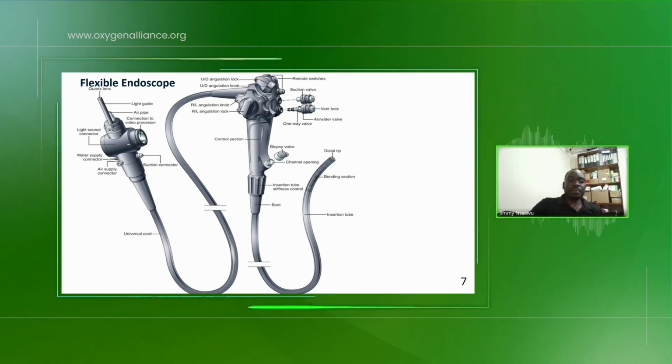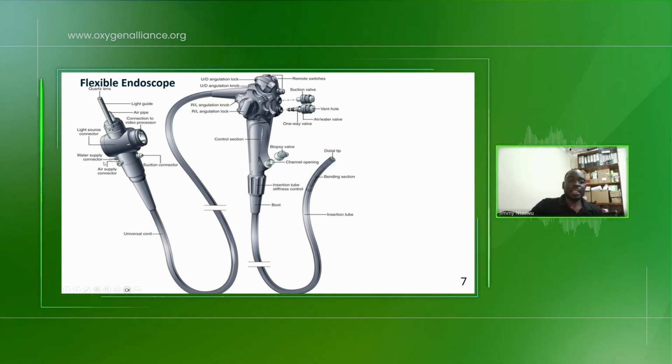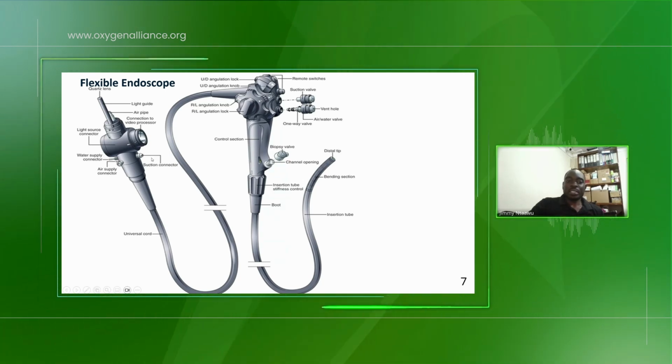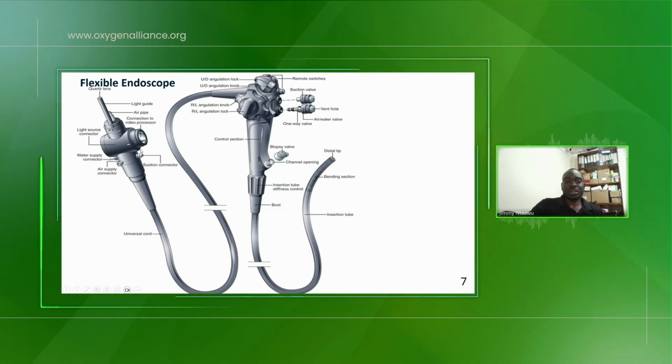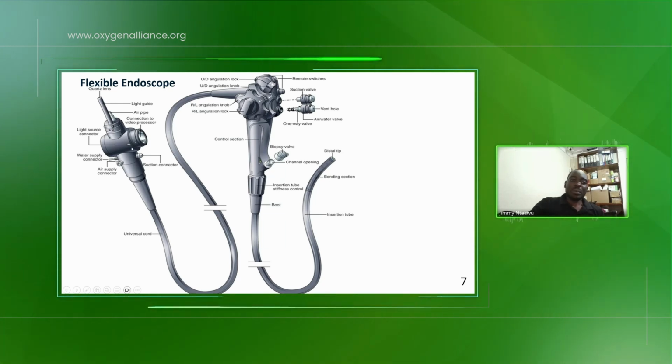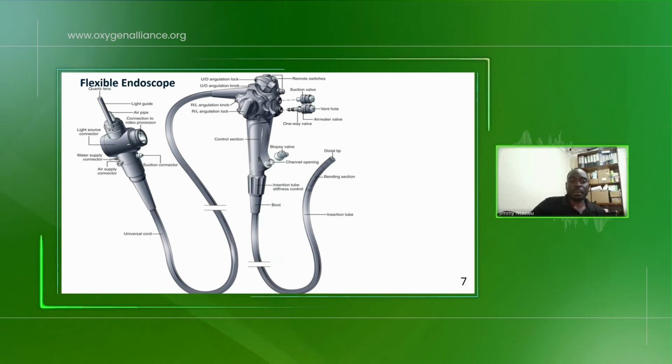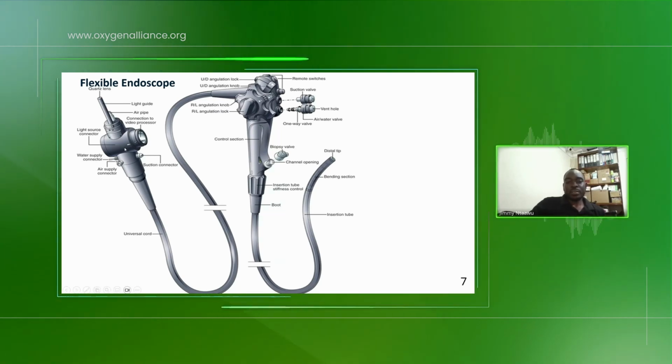Then we have the air supply and the water supply. These ones are connected to a water bottle. Then we have the suction connector, where we connect the suction machine. And this scope doesn't show it here, but we have another port for the water irrigation pump. So yeah, this is the video connector.